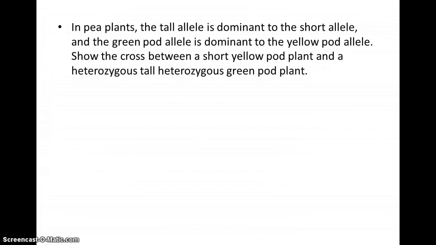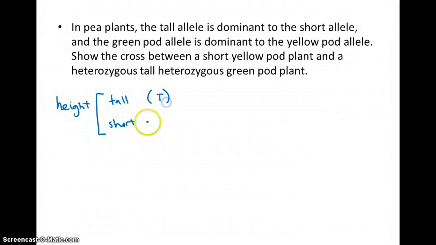In pea plants, the tall allele is dominant to the short allele, and the green pod allele is dominant to the yellow pod allele. Two traits. I want to make a key for this. Okay. First, let's look at the height characteristic. There is a tall allele, and there is a short allele. Let's say big T for tall and little t for short.